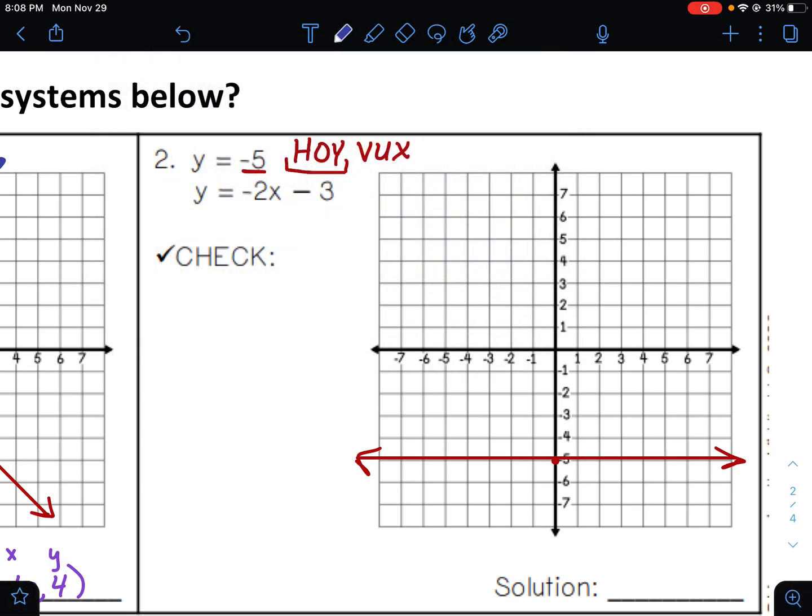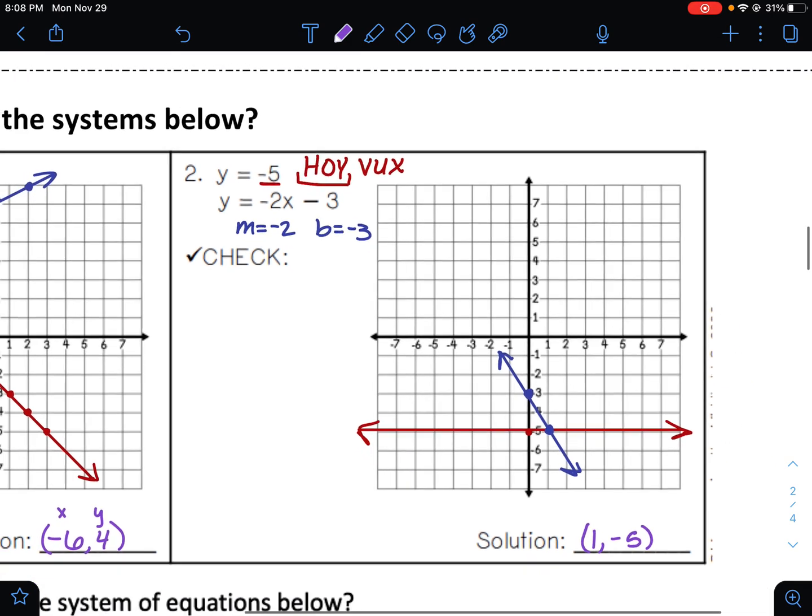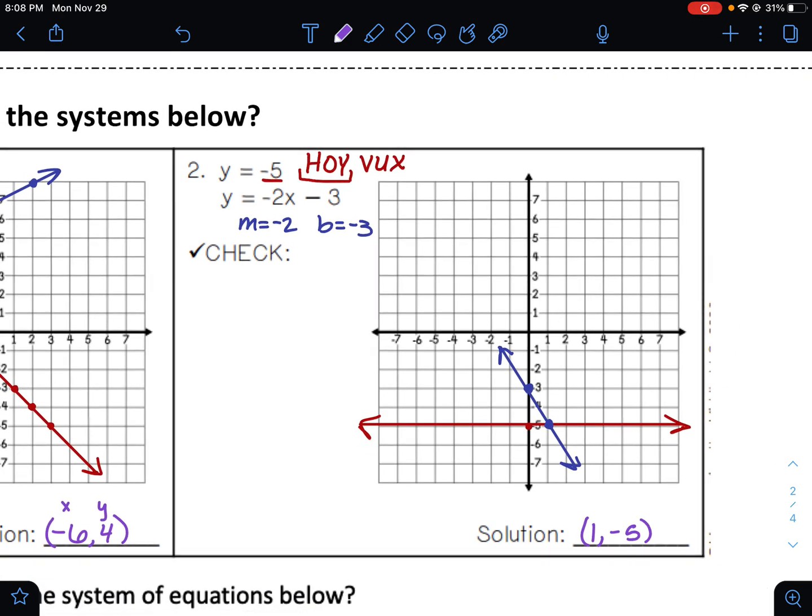Then I am going to graph my second line, where my m is -2, my b is -3. So I'm going to go down 2, right 1, and that's enough to see where they intersect. So for this one, my point of intersection is 1, -5. Okay, again, to check my answers, I plug in 1 for x, -5 for y. So for the first one, I would have -5 equals -5, which we don't need to type in the calculator. We know that's true.